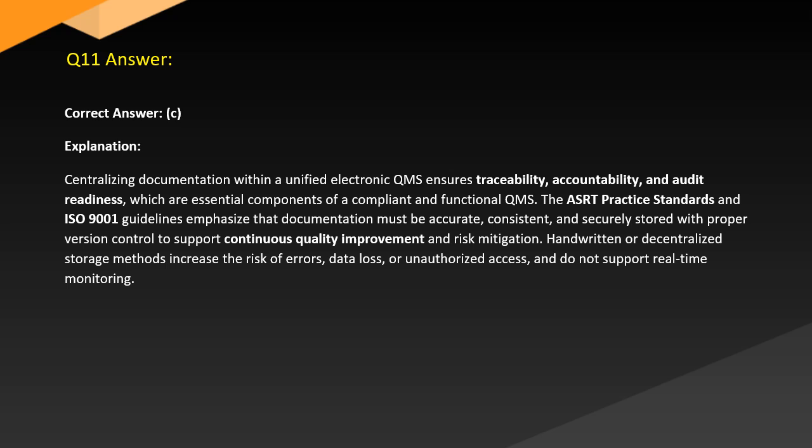Answer. Correct answer C. Explanation. Centralizing documentation within a unified electronic QMS ensures traceability, accountability, and audit readiness, which are essential components of a compliant and functional QMS. The ASRT practice standards and ISO 9001 guidelines emphasize that documentation must be accurate, consistent, and securely stored with proper version control to support continuous quality and risk mitigation. Handwritten or decentralized storage methods increase the risk of errors, data loss, or unauthorized access and do not support real-time monitoring.